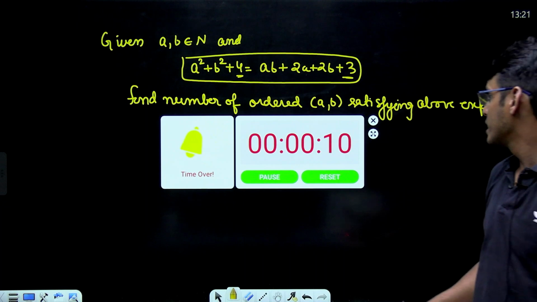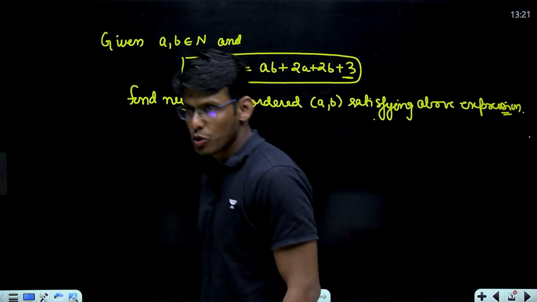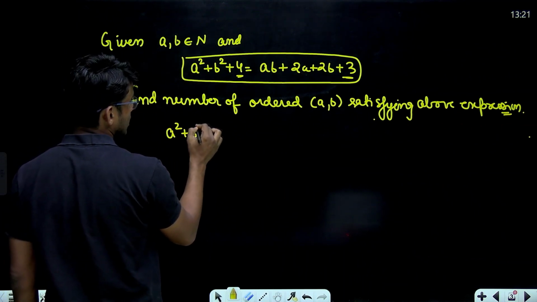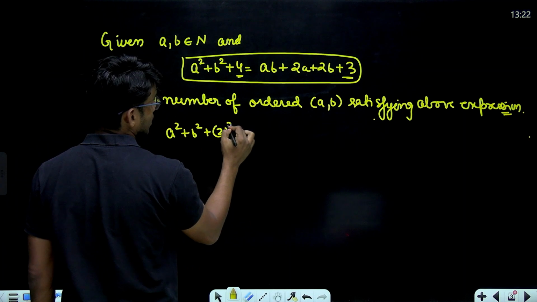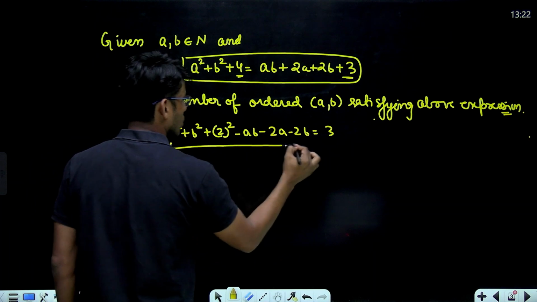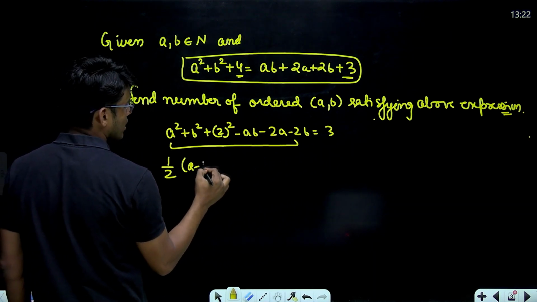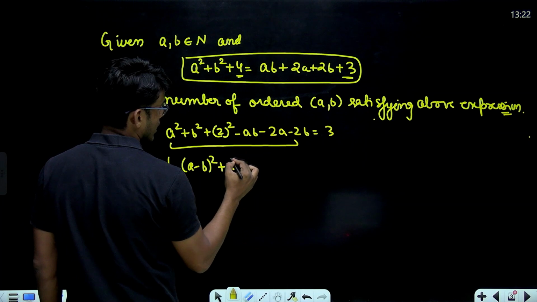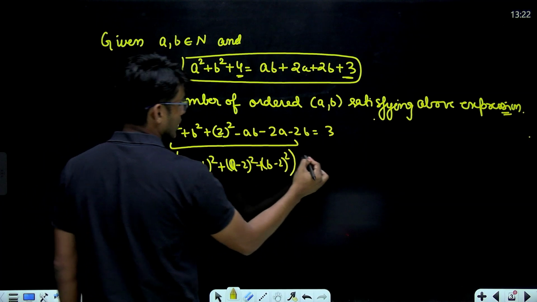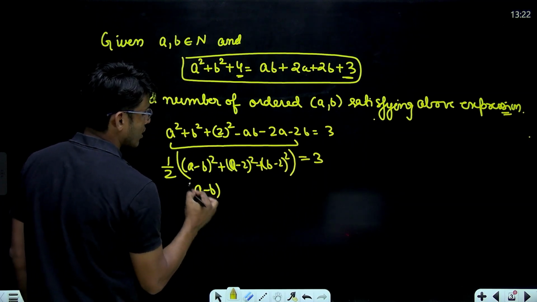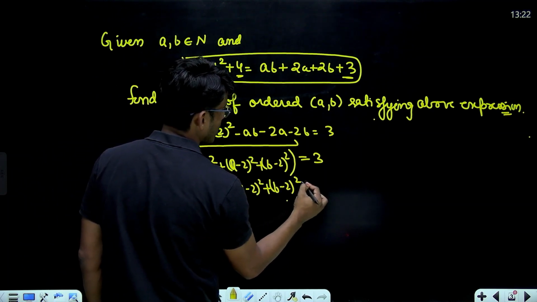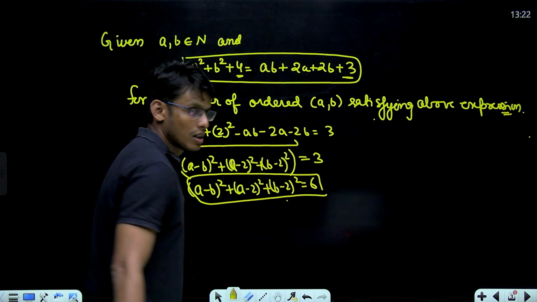Okay guys, let's see now. Perfect. So see, now the identity here is very simple. If you write it like this, 4 is 2 square minus AB minus 2A minus 2B equal to 3. So you know that this becomes half of (A minus B) square plus (A minus 2) square plus (B minus 2) square equals 3. So (A minus B) square plus (A minus 2) square plus (B minus 2) square equals 6. So this is what you have got.